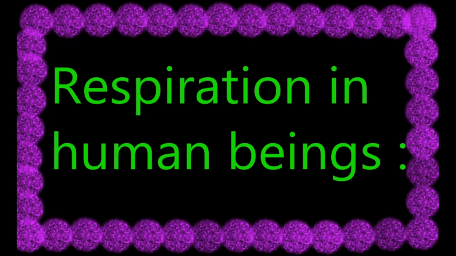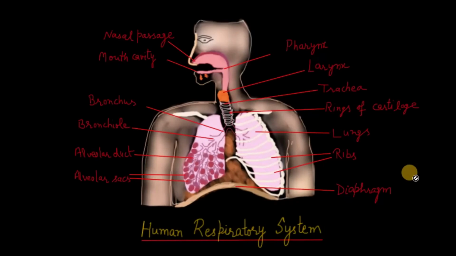Now let's discuss respiration in human beings. Human beings have a proper system for respiration, known as the respiratory system, and this system looks like this. It starts from a pair of nostrils, and nostrils lead to the nasal passage.